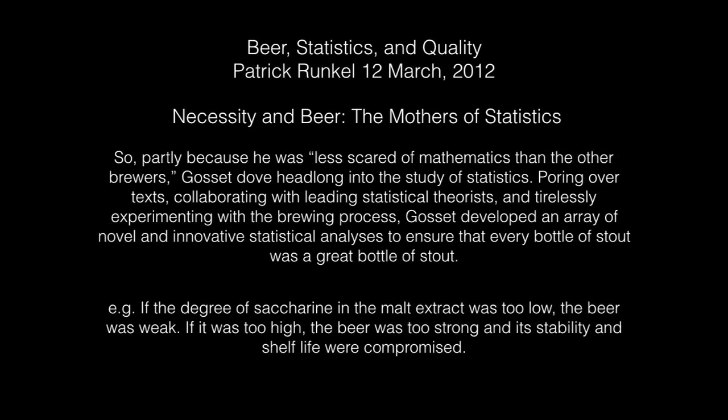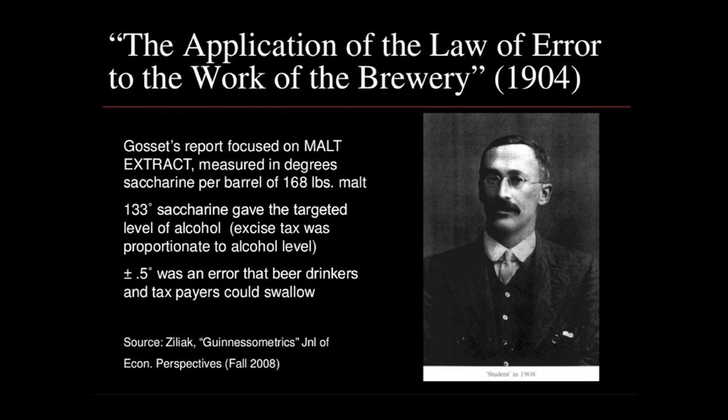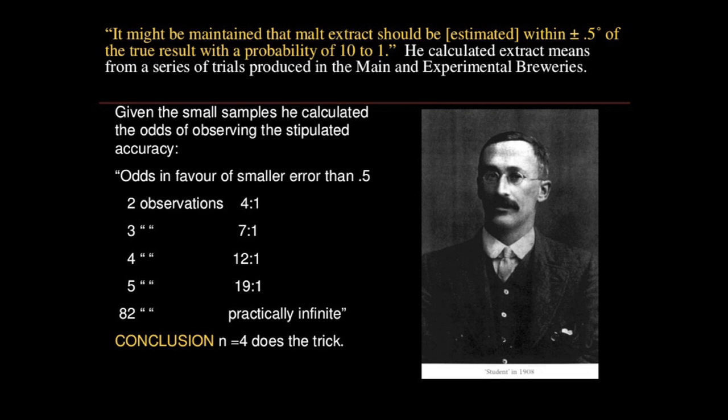One problem they brought him was: if the degree of saccharin in the malt extract is too low, the beer is too weak. Not good. If the degree of saccharin is too high, it's too strong, and the shelf life is compromised. So he focused on this, and he figured out that 130-degree saccharin gave the targeted level of alcohol, and he needed the error to be less than or equal to 0.5. And so he worked out that malt extract should be estimated within 0.5 of the true result with a probability of 10 to 1, okay?